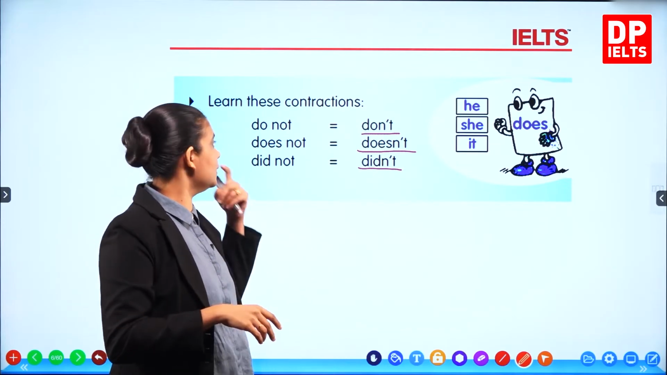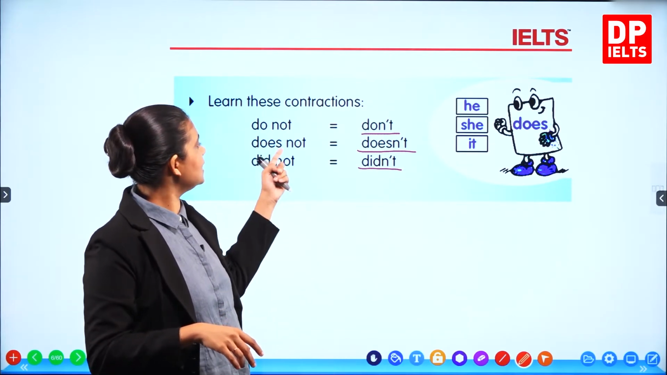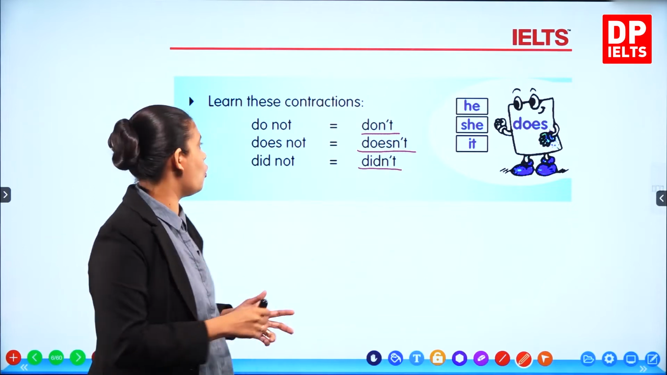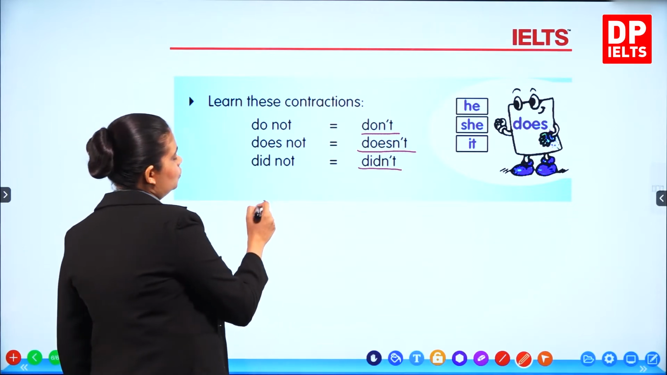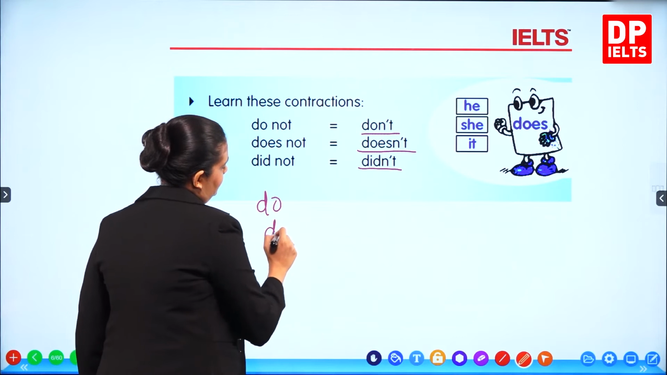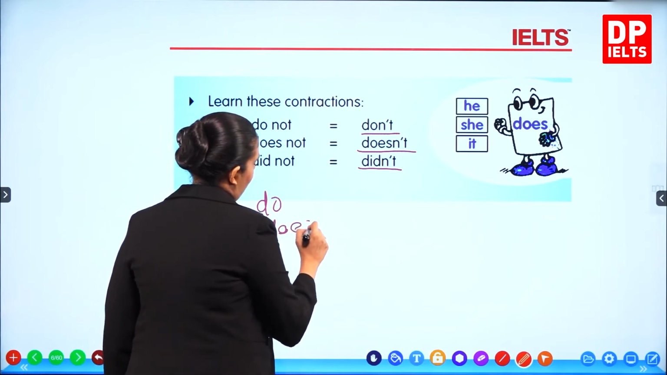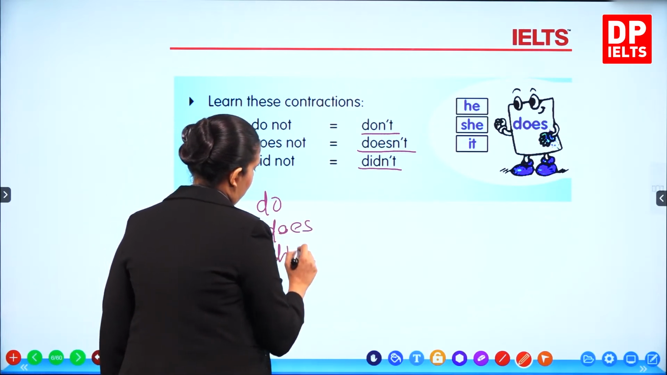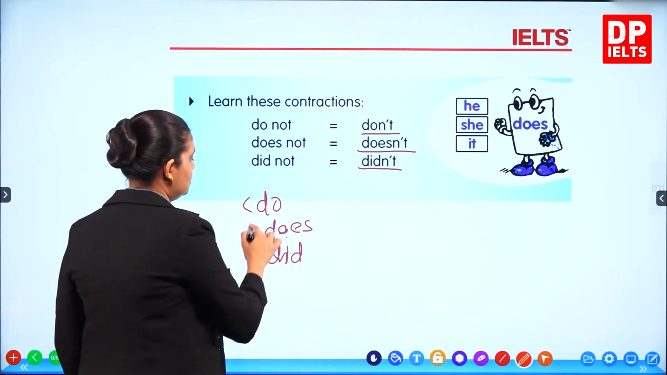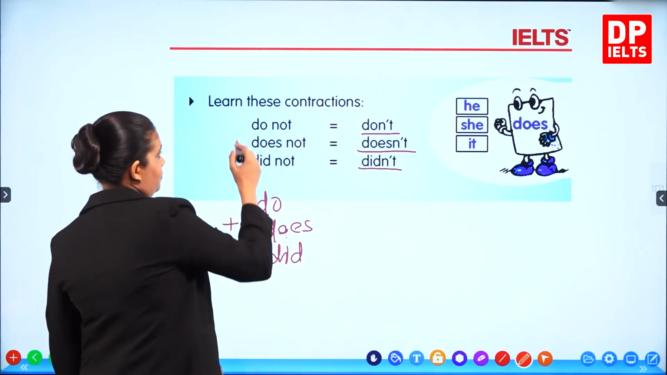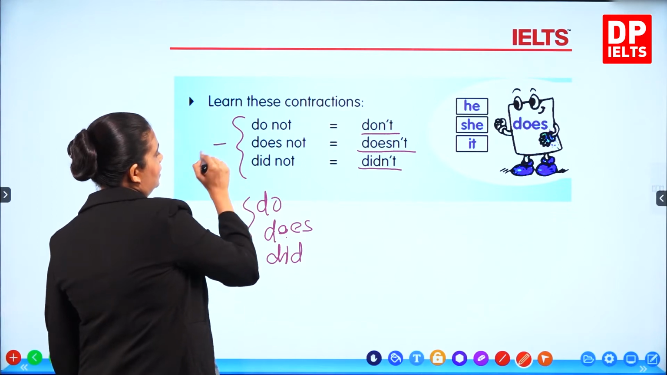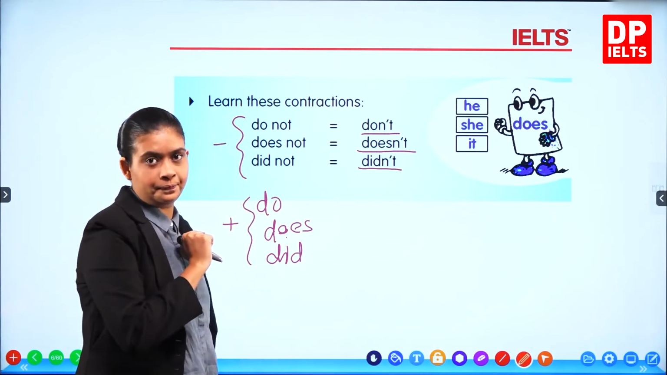Okay, so if you can see, right, this is the negative form of do, does, and did. Okay, so these three are positive form and then this one is the negative form.